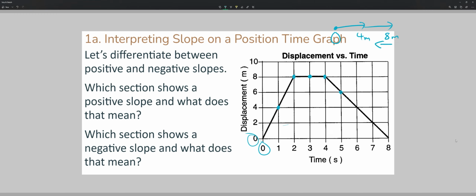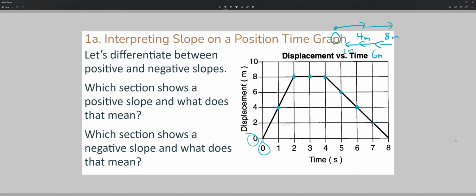At 5 seconds, my position is at 6 meters, so I finally move backward. I'm going back now. At 6 seconds, I'm at 4 meters again, and at 7 seconds, I'm at 2 meters. So that's the type of motion: this object is moving in the positive direction, standing still for a while, and then moving in the negative direction again.